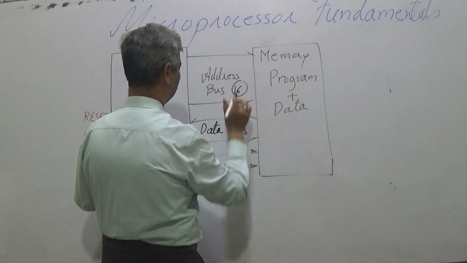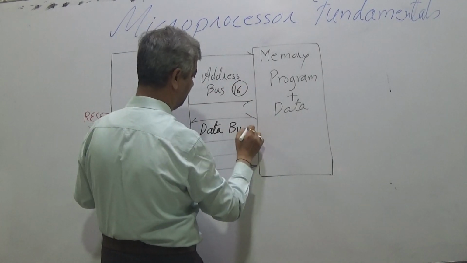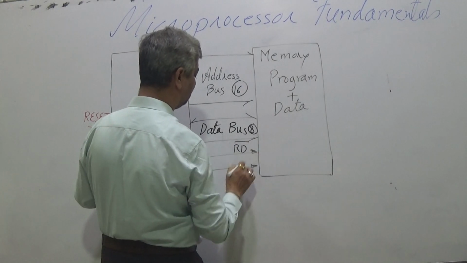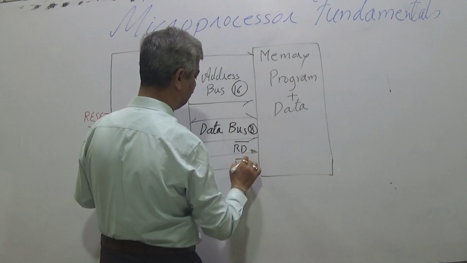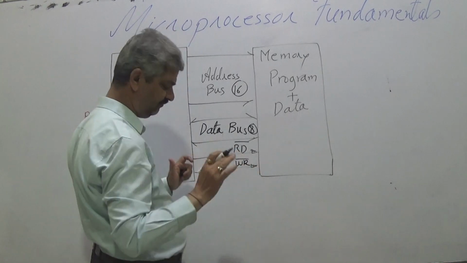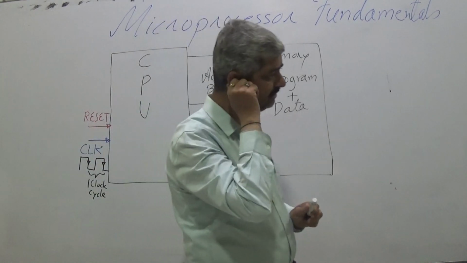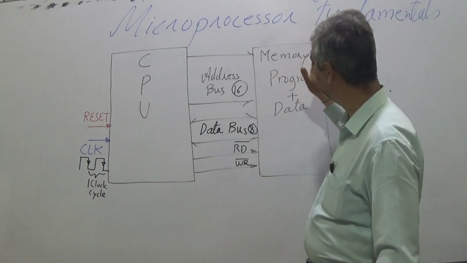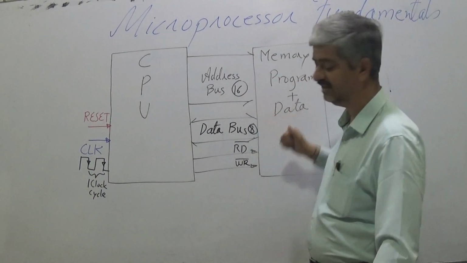Von Neumann has not said that; I am assuming them. This is the read control line, read bar and write bar. I will explain them in a very simple manner so that you understand everything. Now this is memory, which contains program as well as data.